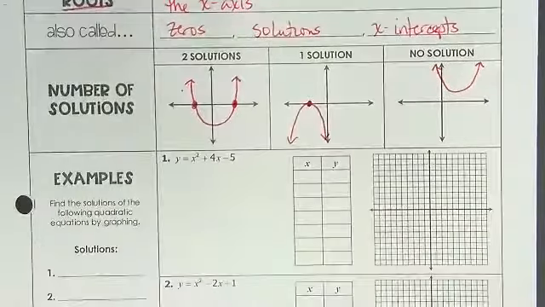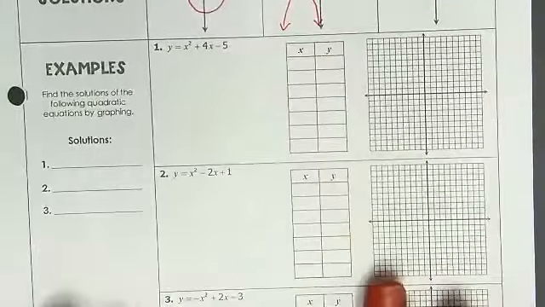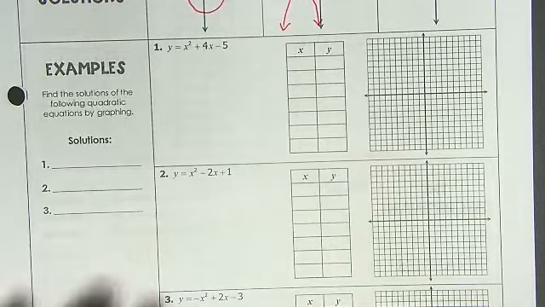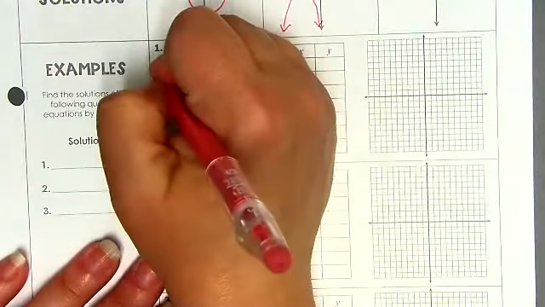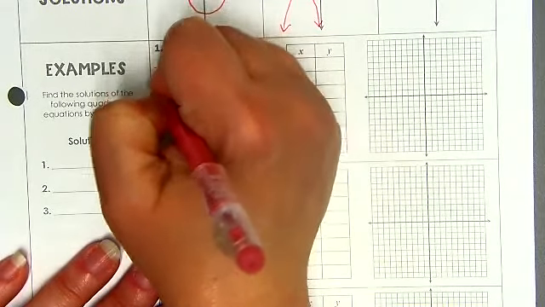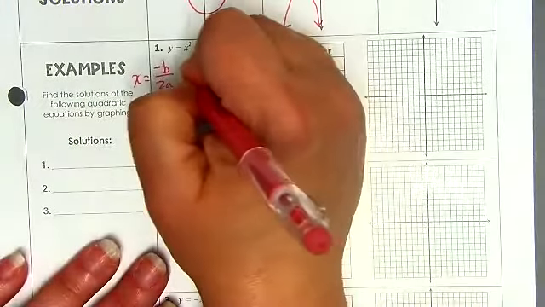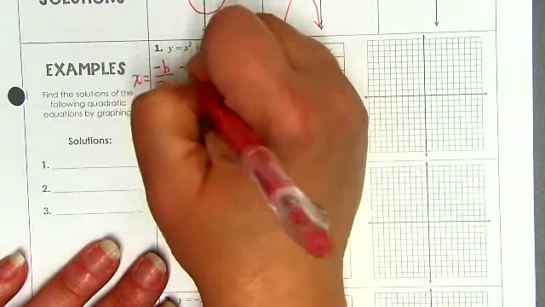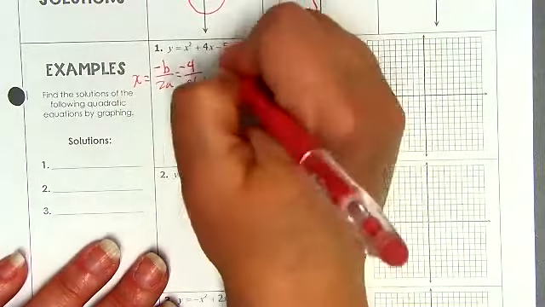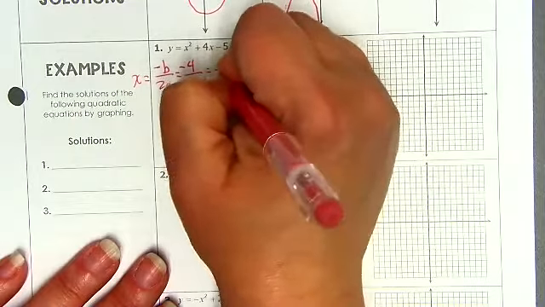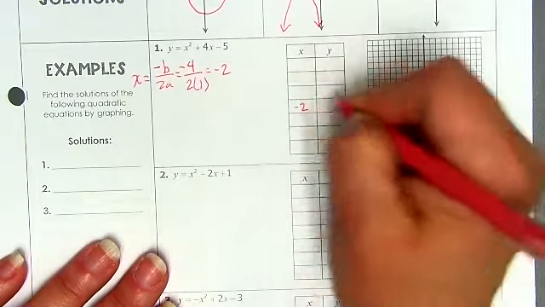All right, so let's look at how do we figure this out when we're given an exact problem. Okay, so the first thing we're going to do is we got to find the vertex. So we plug into negative b over 2a because that's my formula for finding the vertex. So I'm going to have negative 4 over 2 times 1, which gives me negative 2. Remember, we want that in the middle. So I'm going to have negative 2.